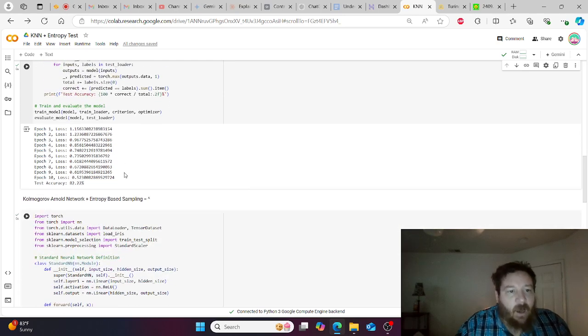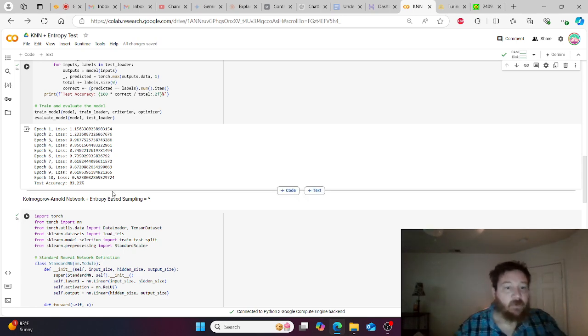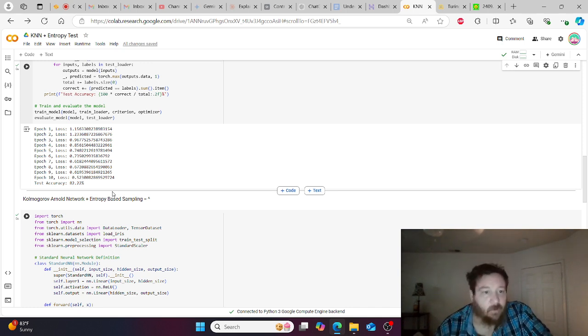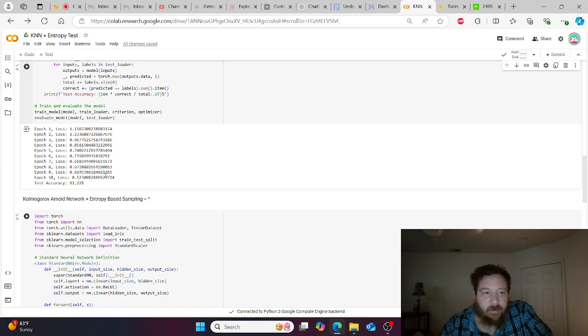Within this, we can see it starts off with a loss of 1.15 and goes down to 0.52, phenomenal, and a test accuracy of 82.2%. Again, very good for this size of a model: a single layer, small neural network scoring 82% accuracy on the Iris dataset. Can't expect better than that, right?